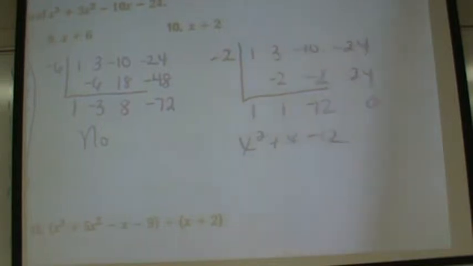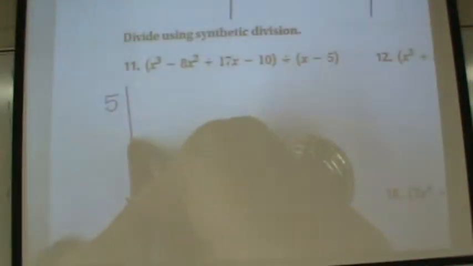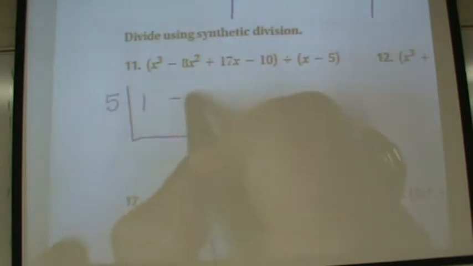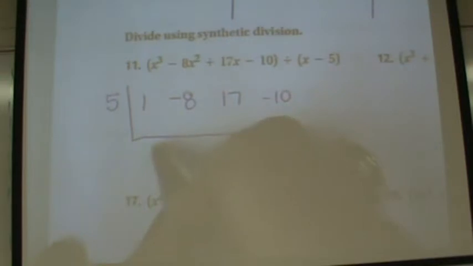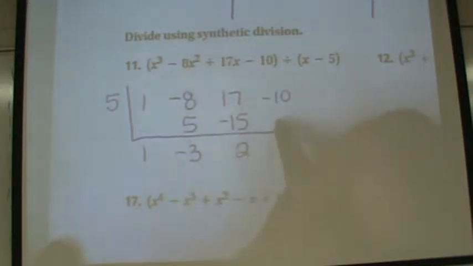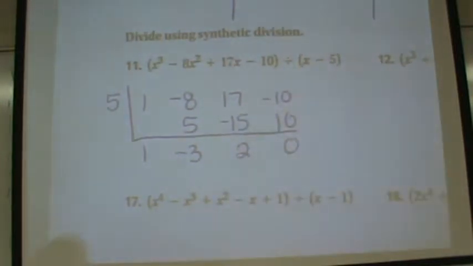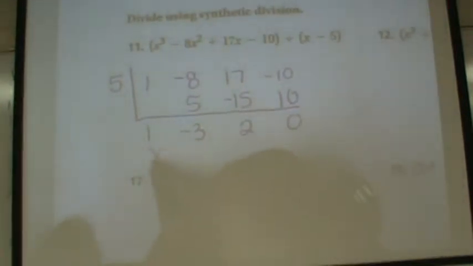Number 11, use synthetic division. You would put a 5 outside, and 1, negative 8, 17, negative 10. Bring down the 1, you get 5, add, multiply, 2, 10, 0. So your answer is x squared minus 3x plus 2.